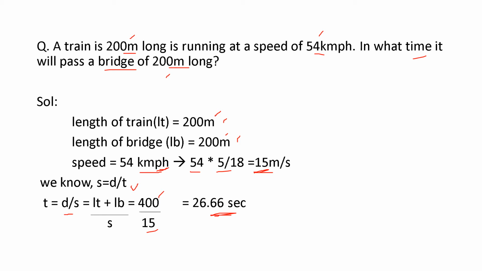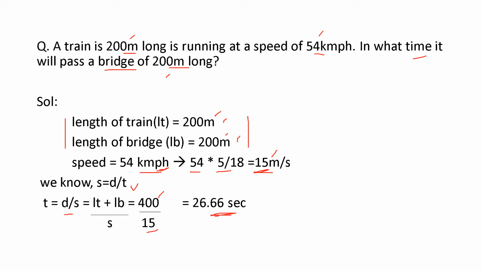Okay, a train is 200 meters long, running at a speed of 54 km per hour, and the length of the bridge is 200 meters. We have to find the time. So, length of the train and length of the bridge, and then the speed is given in kilometers per hour. You have to convert it into meters per second, because the lengths are given in meters only.